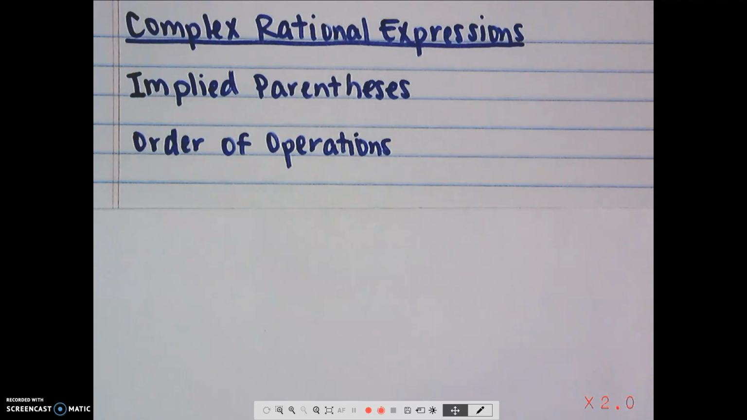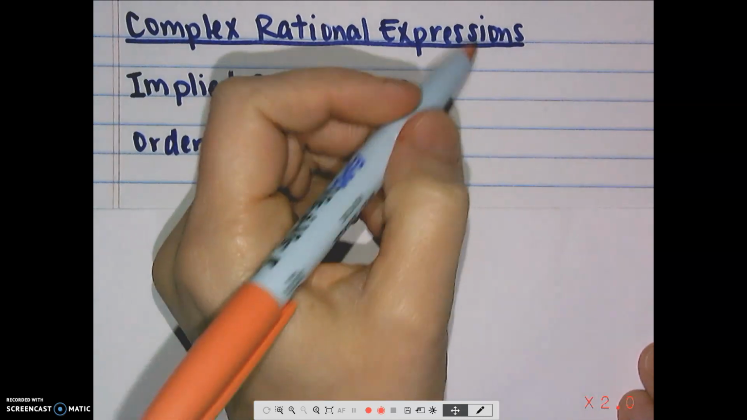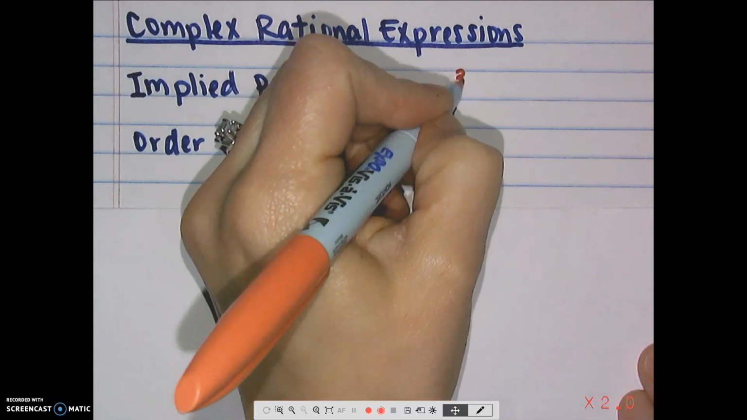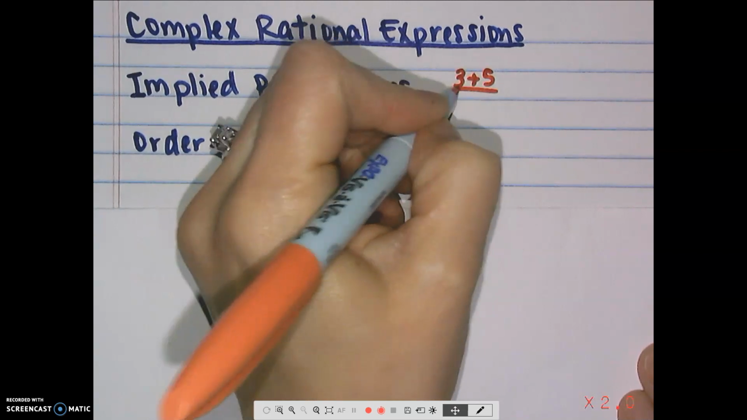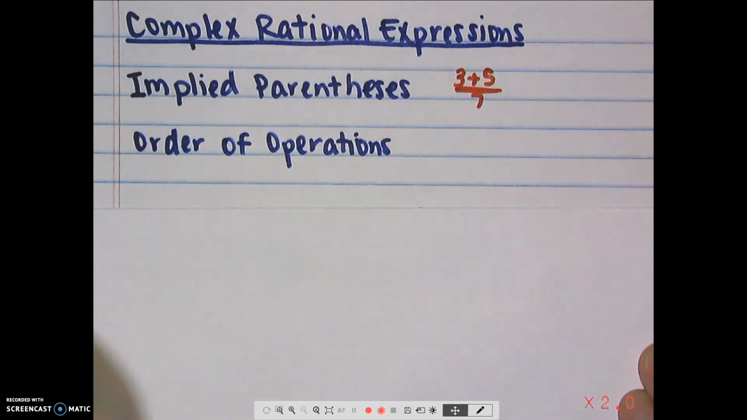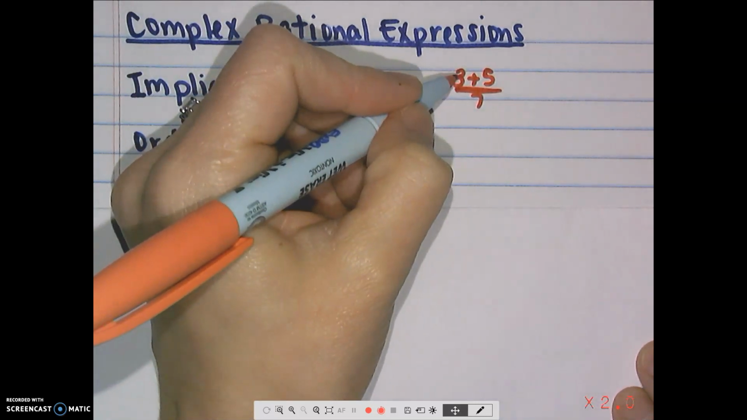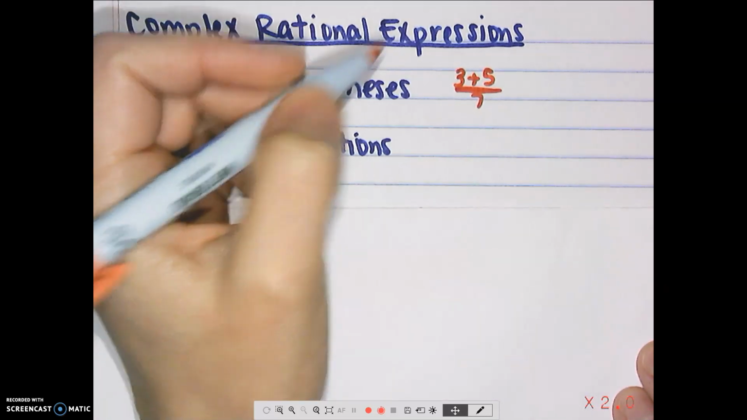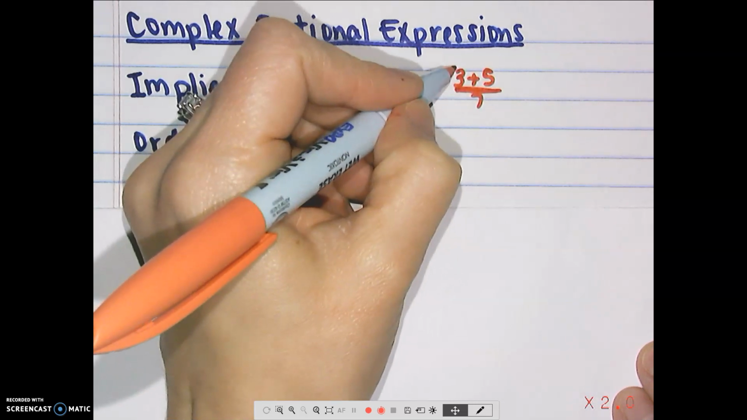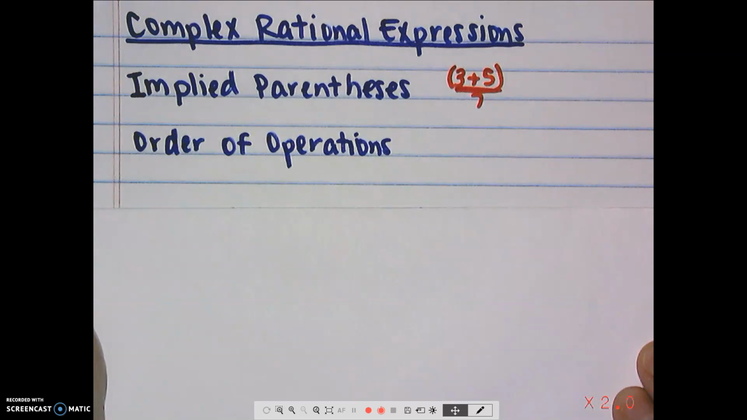Today we're going to talk about complex rational expressions. So there's two things we need to talk about before we get started with that. The first thing is implied parentheses. If we think about work that you did back in middle school, you would have done something like 3 plus 5 all divided by 7. Here, we can't just take the 3 divided by 7 and the 5 divided by 7. Those go together. So there are implied parentheses that go around that 3 plus 5.